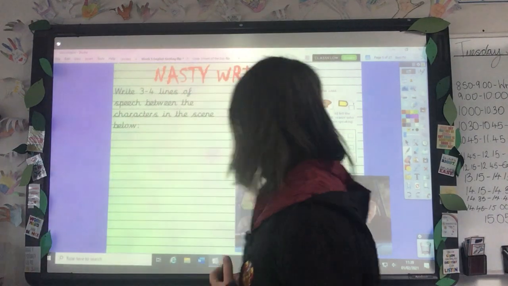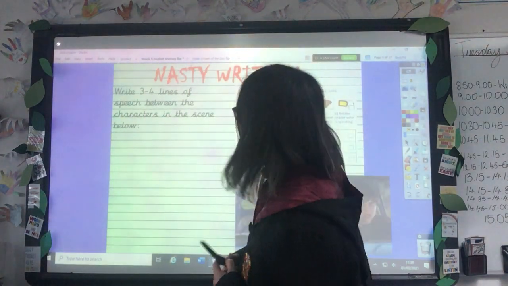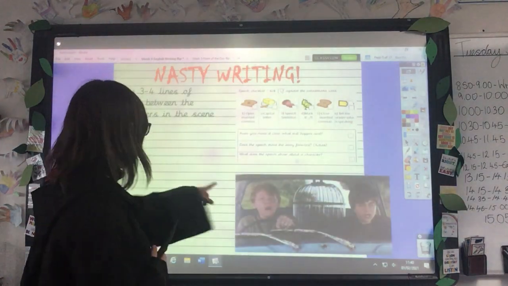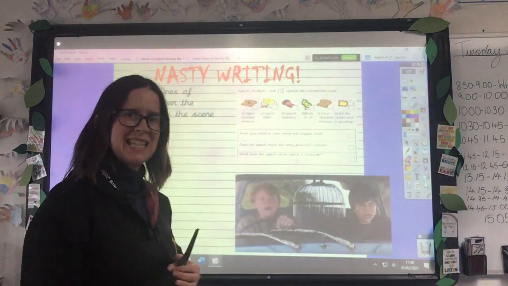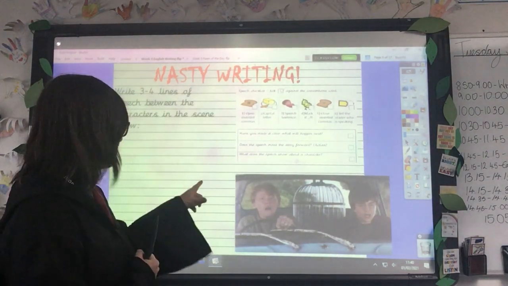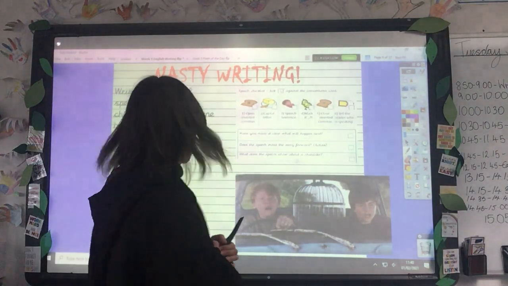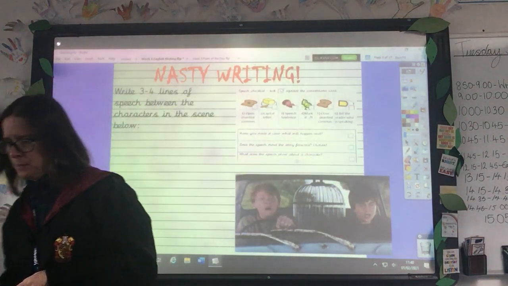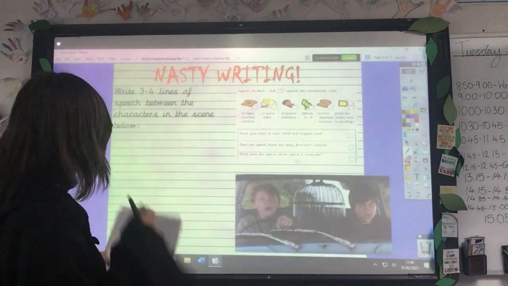The nasty writing for today, if you haven't done it yet, is to write 3 to 4 lines of speech between the characters in the scene below. As you can see, it's Ron and Harry in Ron's car, which I think at this moment in time may be flying through the sky. So I would like you to write 3 to 4 lines of speech between these two characters.